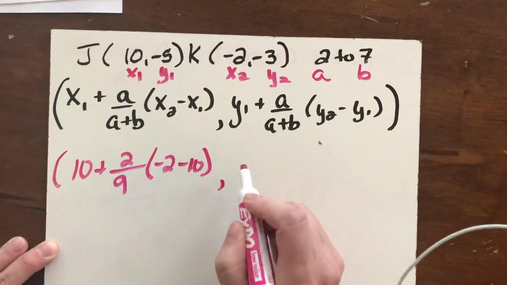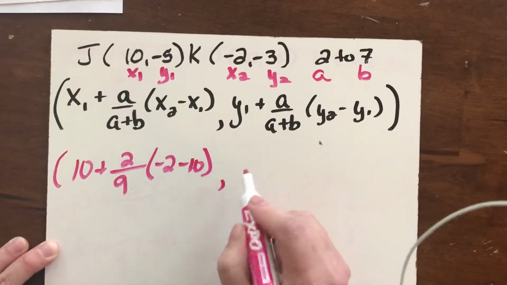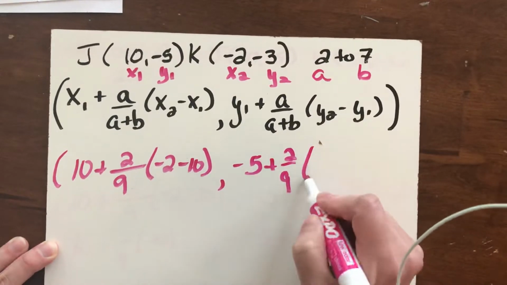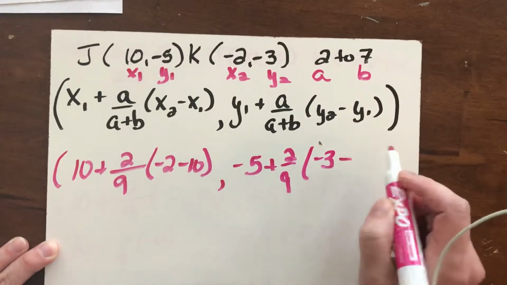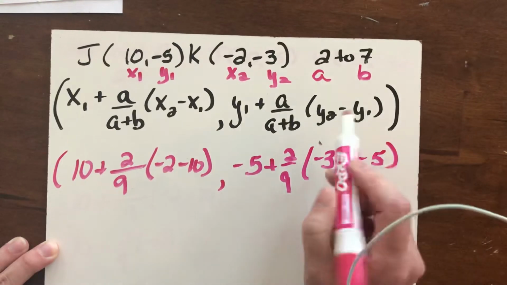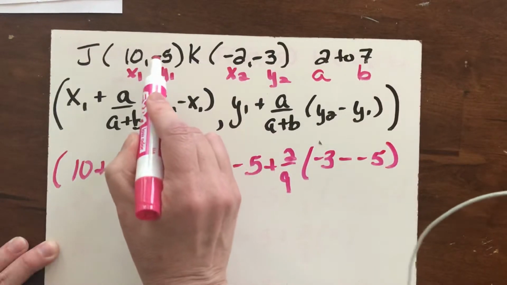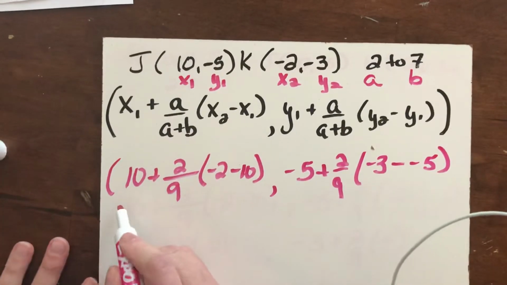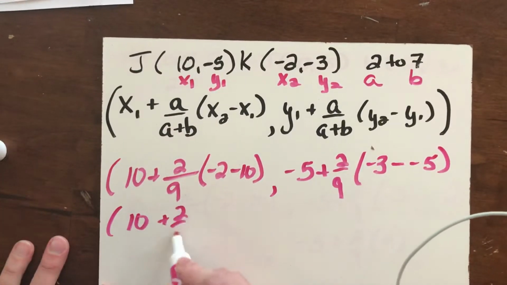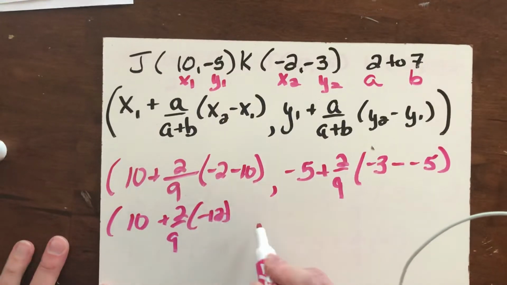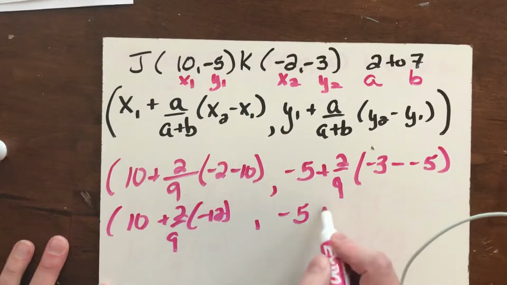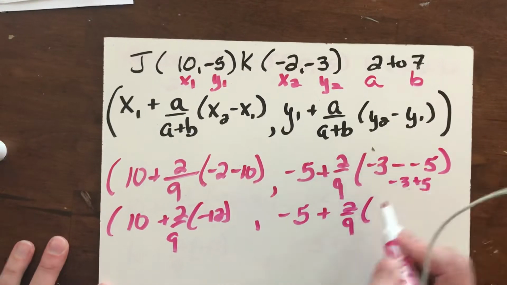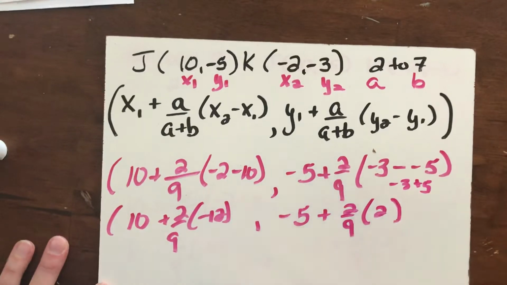Now my y coordinate is going to be y sub 1, which is -5, plus the same 2 over 9, times y sub 2, which is -3, minus y sub 1, which is -5. Now again, this subtraction sign does not take the place of the negative in front of the 5. All right, so let's see what we got. So we've got 10 plus 2/9 times -12 for your x coordinate. Then you got -5 plus 2/9 times, that's going to be -3 plus 5, which is going to be 2.